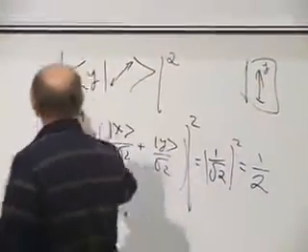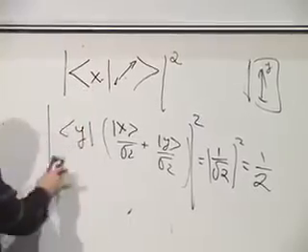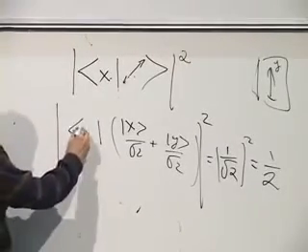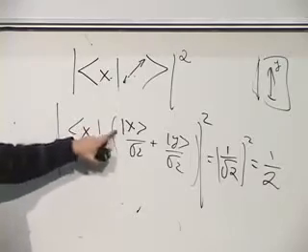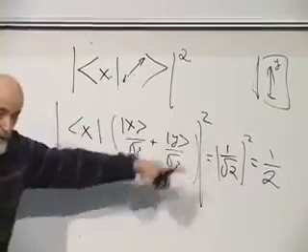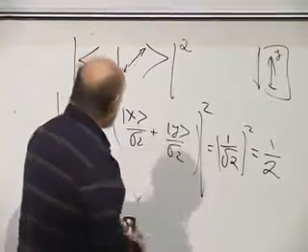What about the probability that it's polarized along the x-axis? You do exactly the same thing. Again, the only contribution comes from x here. Again, it's 1 over square root of 2 squared. Again, it's 1/2.